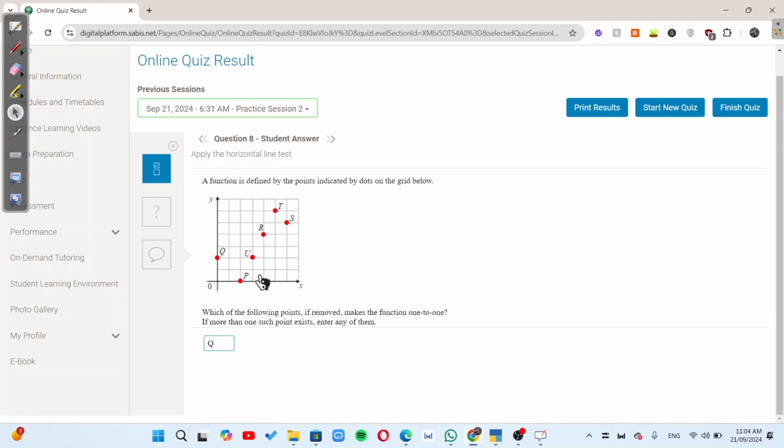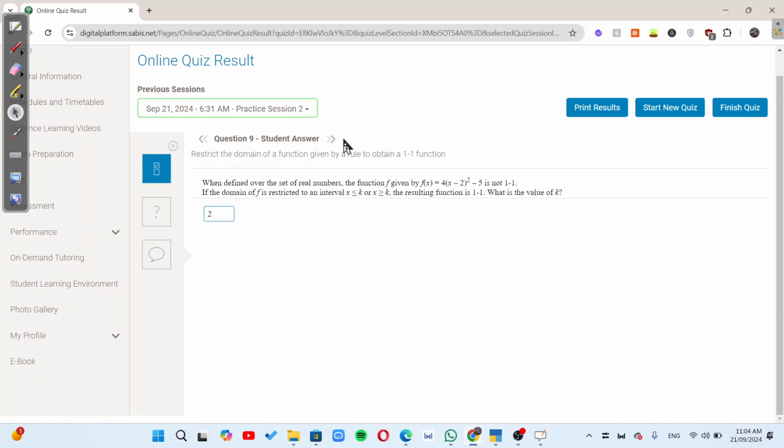To make it one-to-one, we know that we need only one point on each horizontal line. So you see that here you have 2 points, so you could either remove Q or U, whatever you want. Whichever one you remove, it's gonna make it a one-to-one function. So when defined over the set of real numbers, the function f given by this is not one-to-one. If the domain of f, you will need to restrict it.